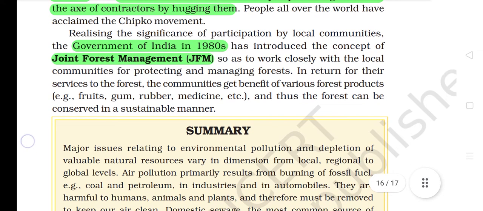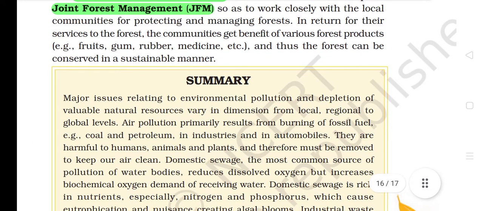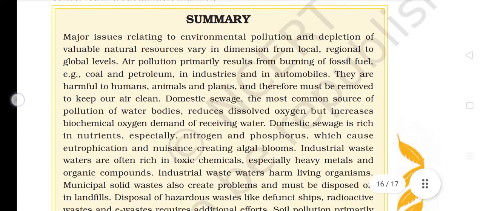Realizing the significance of participation by local communities, the Government of India in the 1980s introduced a concept of joint forest management (JFM) so as to work closely with the local communities for protecting and managing forests. In return for the services to the forest, the communities get the benefit of various forest products, fruit, gum, rubber, medicine, etc., and thus the forest can be conserved in a sustainable manner.